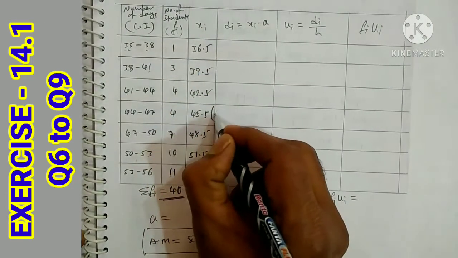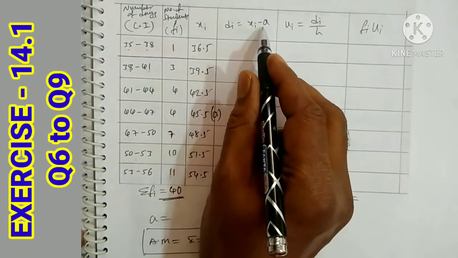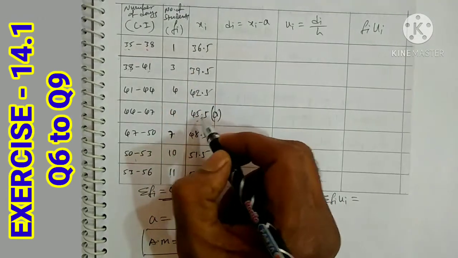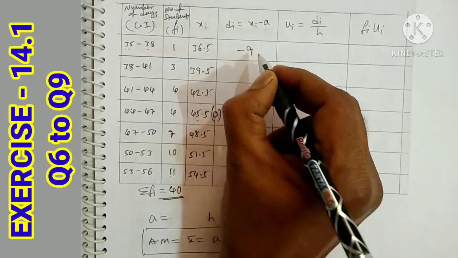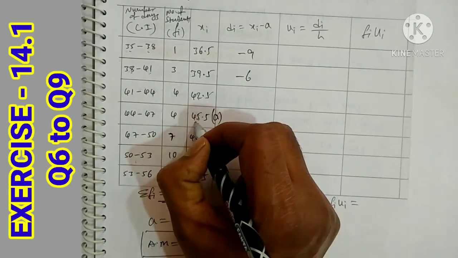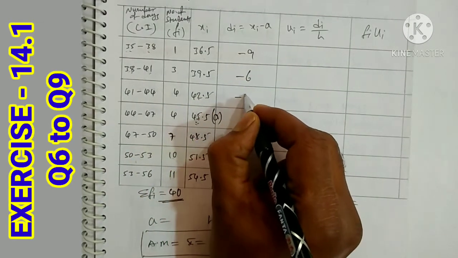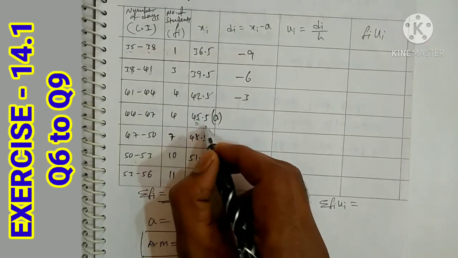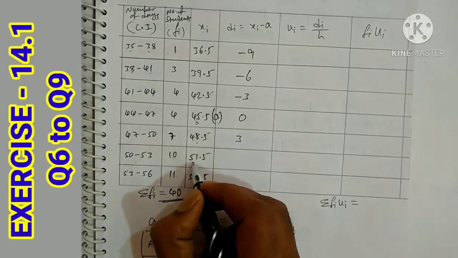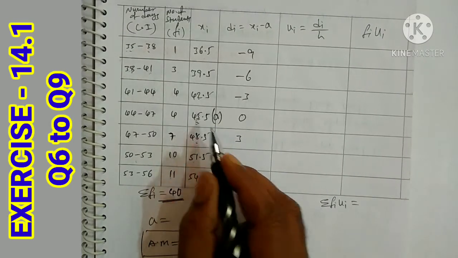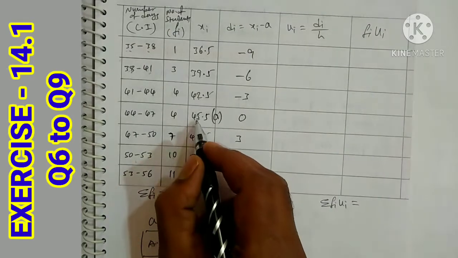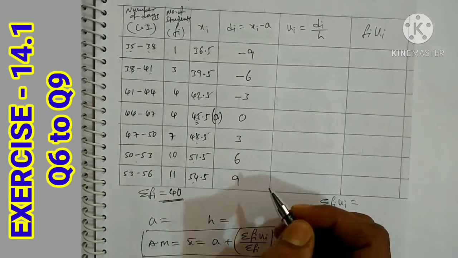For A you take any middle value. Xi minus A: 36 minus 45 is minus 9, 39 minus 45 is minus 6, 42 minus 45 is minus 3, 45 minus 45 is 0, 48 minus 45 is 3, 51 minus 45 is 6, and 54 minus 45 is 9.